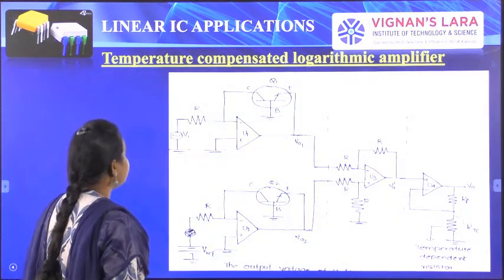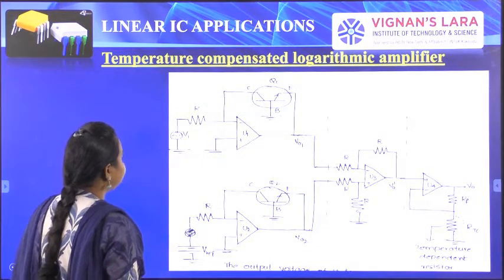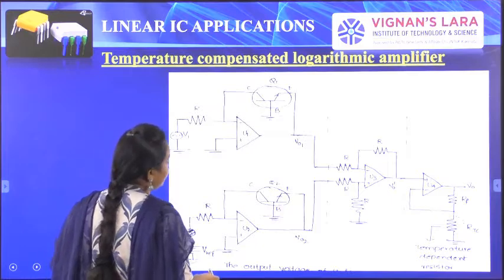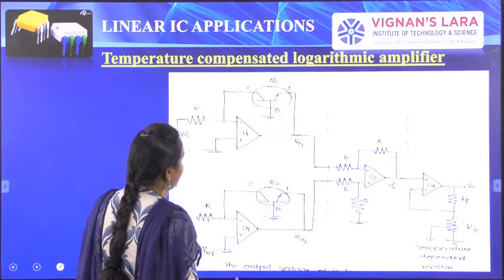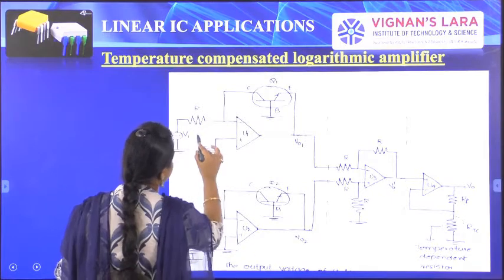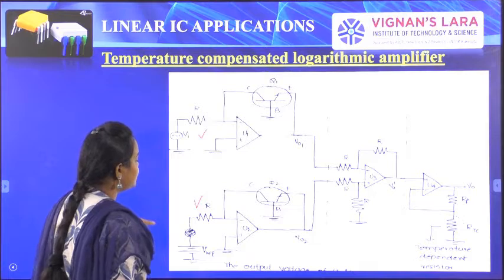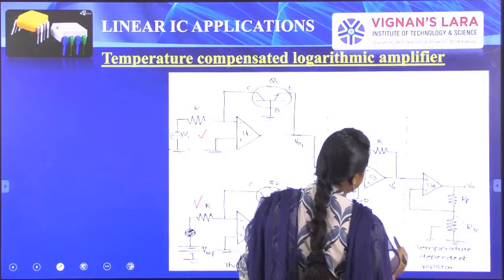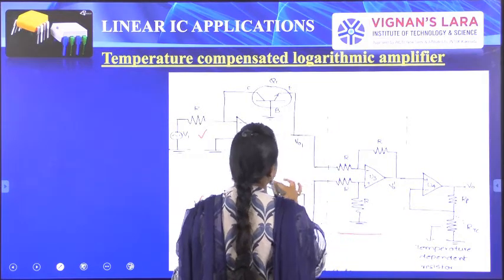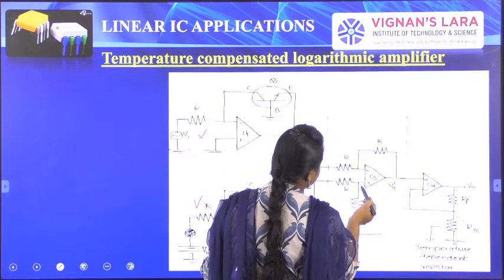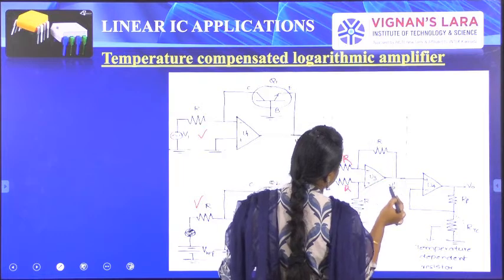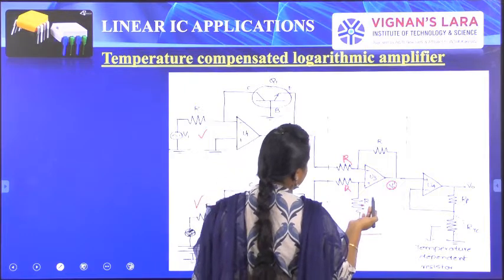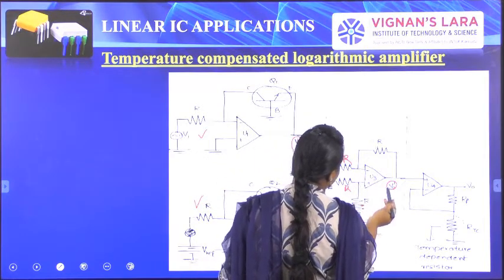So here it is a temperature compensated logarithmic amplifier. Here we are using the logarithmic circuit, one logarithmic circuit here and another logarithmic circuit here. They are connected to this network, and the output is given to this resistor circuit, which has resistors R and R, and V0 dash is the output. V01 and V02 are the inputs to this resistor circuit, and the output is V0 dash.